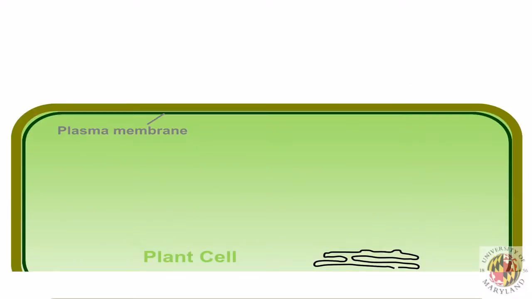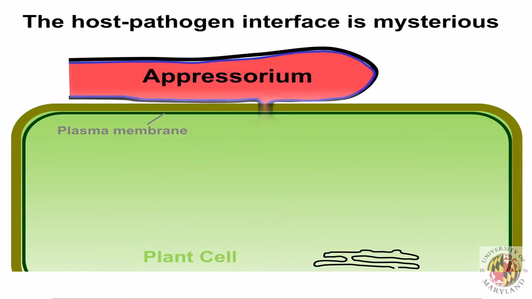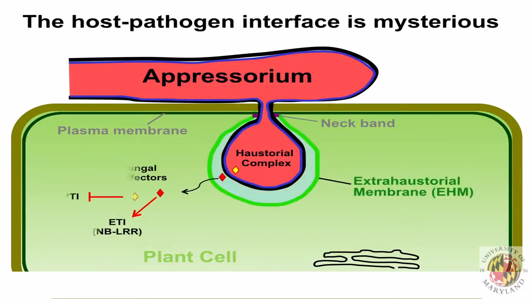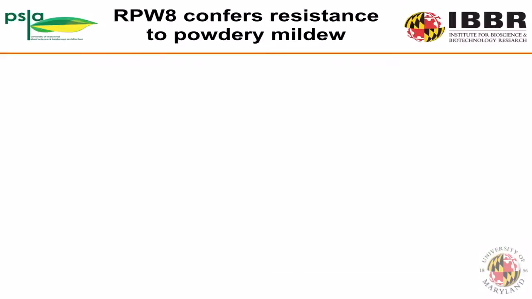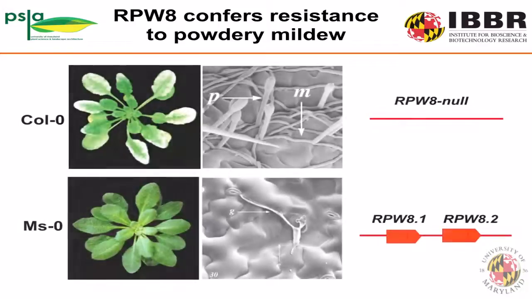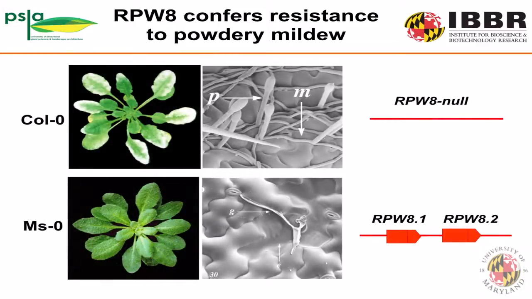Based on earlier microscopic studies, the haustorium is separated from the host cell cytoplasm by an interfacial membrane named the extrahaustorial membrane, EHM for short. The EHM represents the host pathogen interface and the critical battleground for both the host and the fungus. However, the origin and biogenesis of the EHM and the molecular warfare between the host and pathogen in this battleground is largely unknown.